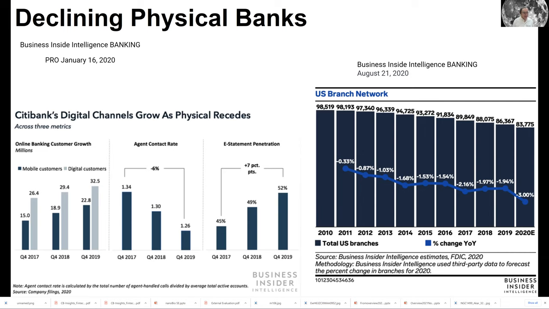So here we see that's on the right. On the left, we have from one particular bank, Citibank, a chart of how things are changing. We have e-statements up to 52% in 2019. The agent contact rate, the people talking to the banking people, is down 6% over 2 years. And we see an increase in digital customers and mobile customers. This is all very unsurprising in my opinion.